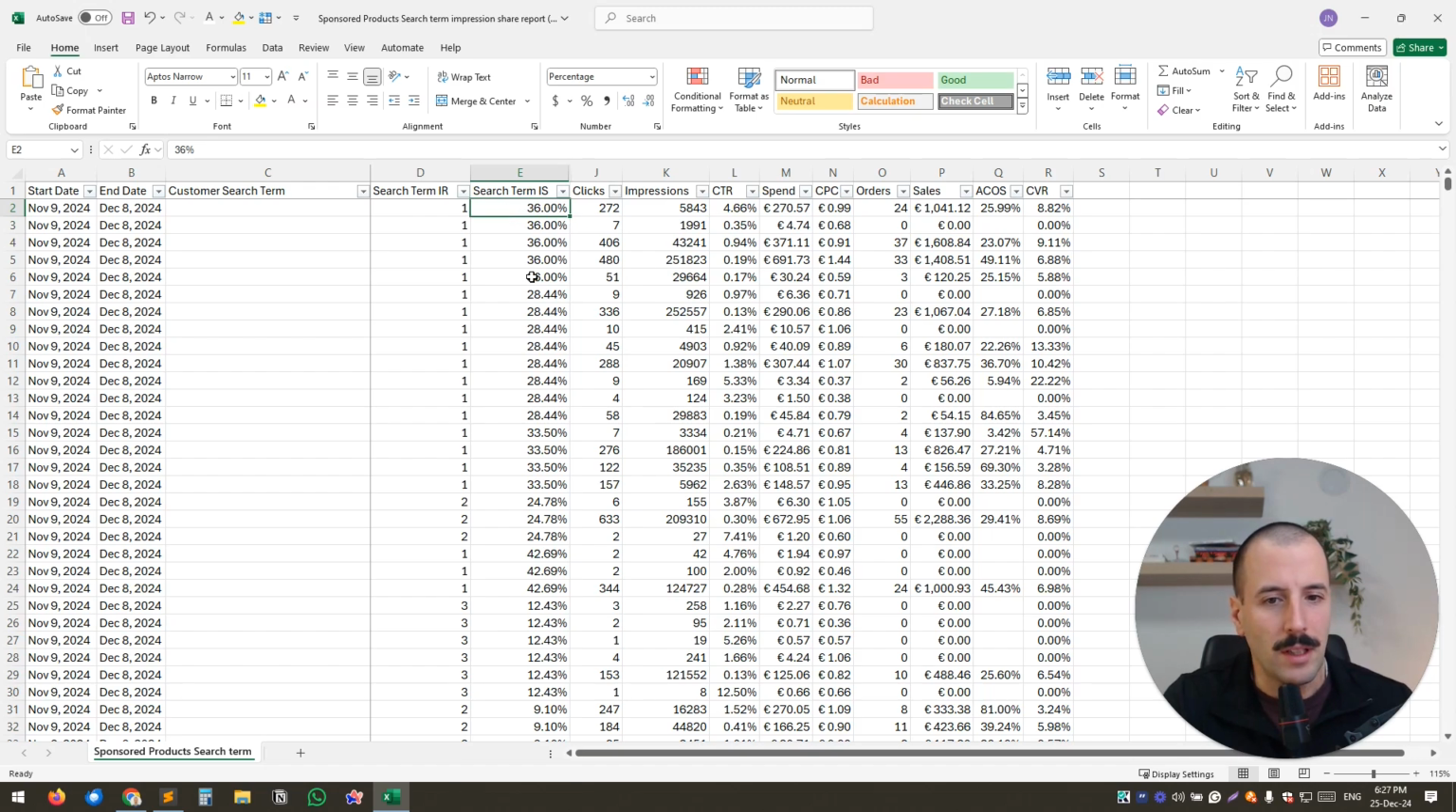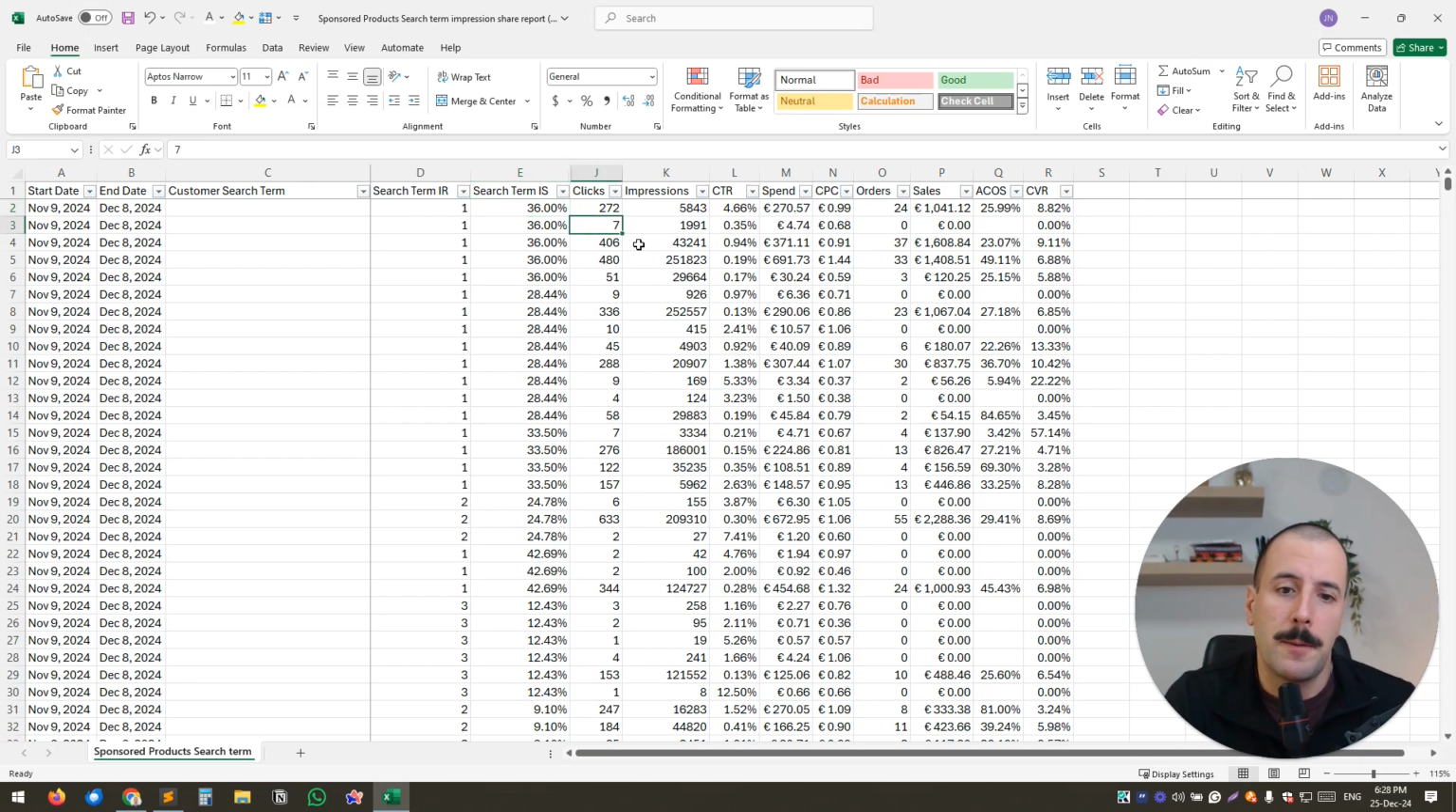This search term impression share, I usually relate to market share. So for this marketplace, we are ranked number 1. We have 36% of market share, which is huge because this is not a branded search term. It's a generic search term, and all the other brands take up the rest of that 64%, spread along all of our competitors, basically.